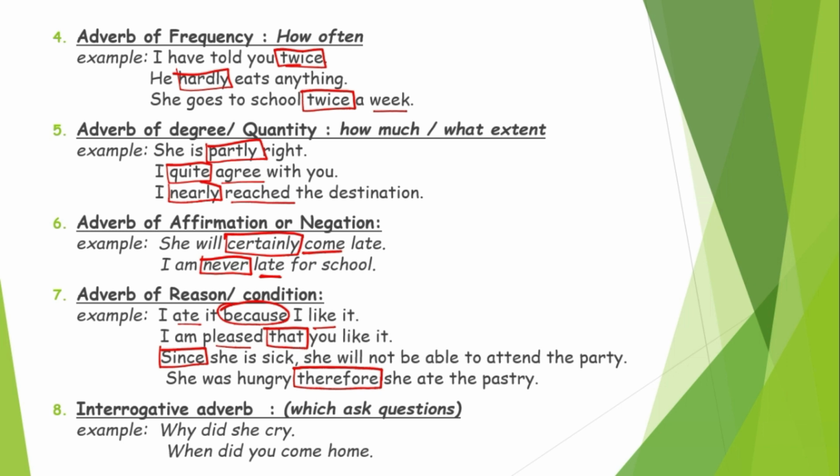Next is the interrogative adverb. So the adverb which asks questions. So let's look at an example. Why did she cry? So she cried. So why did she cry? When did you come home? So you came home, right? So what is the adverb here? The interrogative adverb, when. Okay. So I hope so much is clear. Let's go to the next.